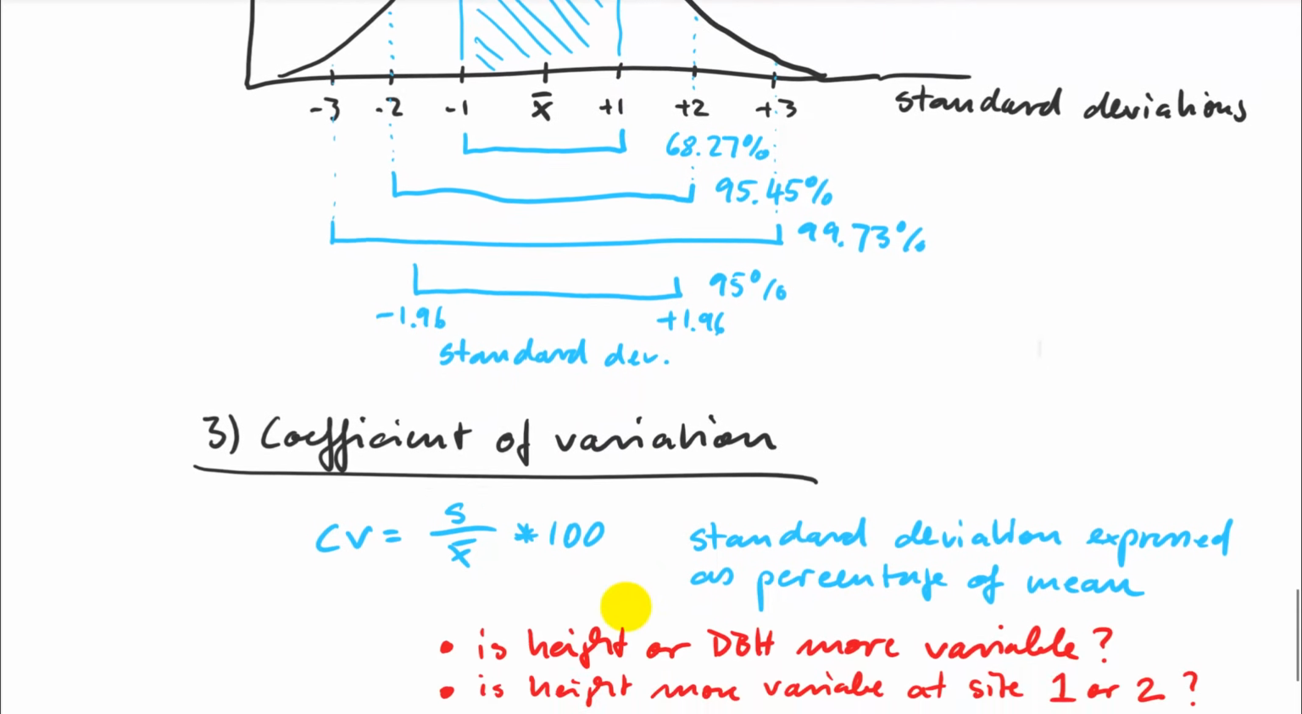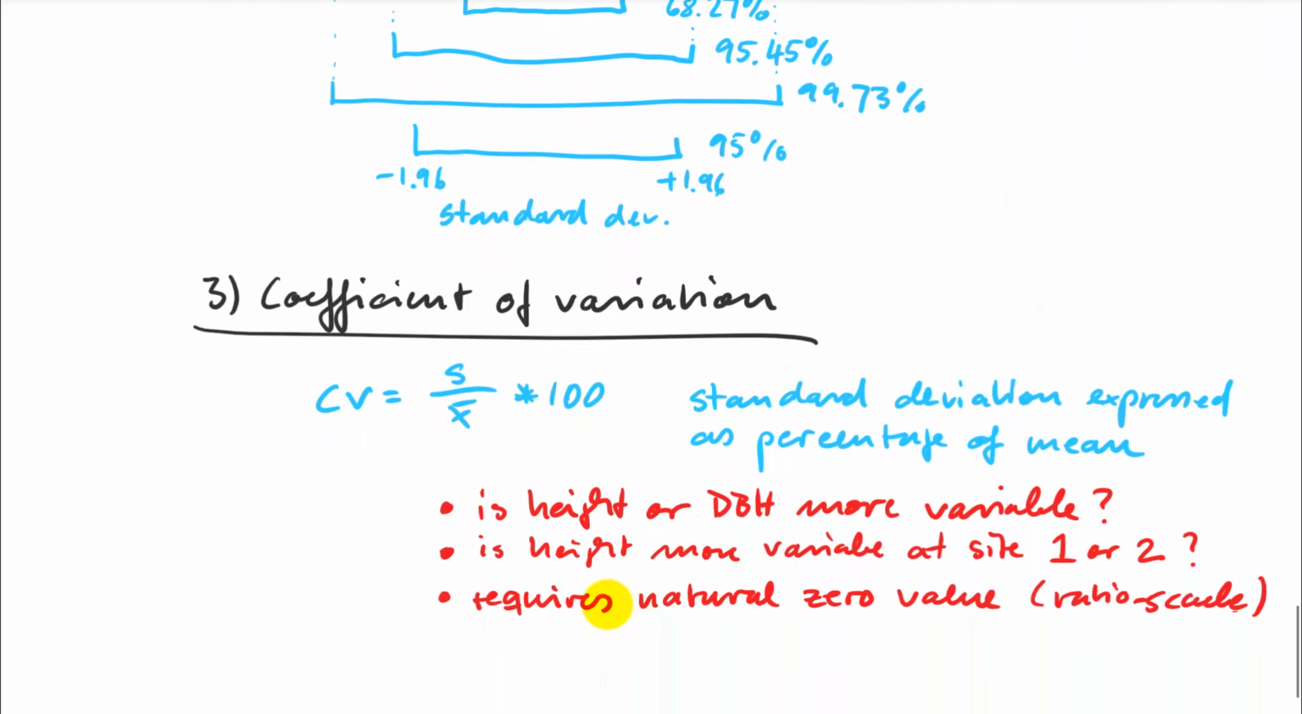And then last but not least, we have another metric that I want to mention. That's a coefficient of variation. This is simply the standard deviations divided by the mean times 100. So it's a standard deviation expressed as percentage of the mean. And this can be useful if you want to describe the variation of different variables. For example, if you want to compare height and DBH and ask which is more variable, that cannot be done with just the standard deviations because they're simply different units. But you can express them as percent, and then you can make such a statement.